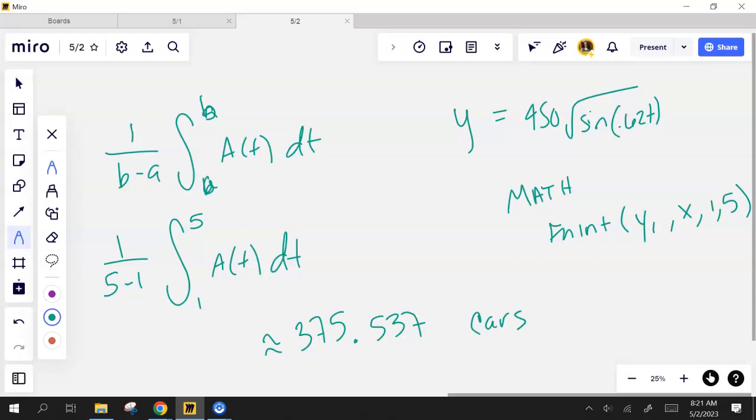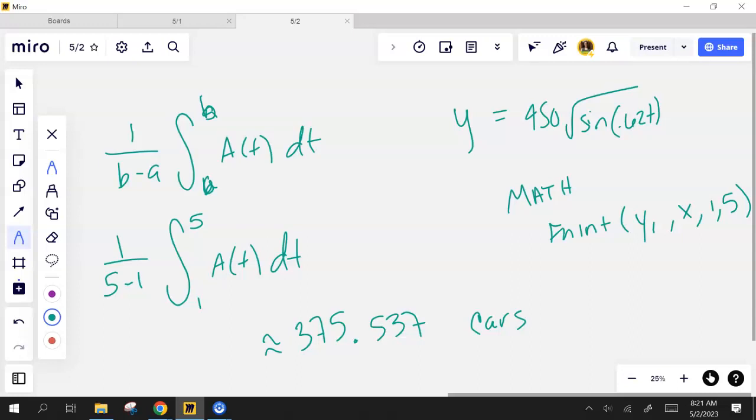If they asked you to interpret this, this is the average number of cars that arrive at the parking lot. Sorry, that's why it's A, arrive. The average number of cars that arrive at the parking lot between the times 6 a.m. and 10 a.m.